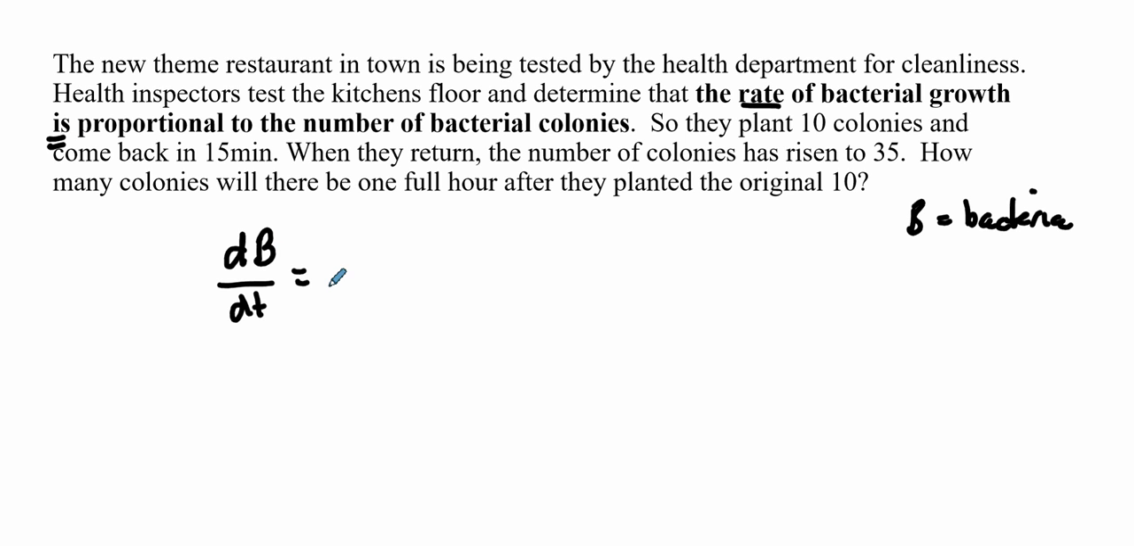Now it says directly proportional. Proportional means we're going to have this constant k to what? To the number of bacterial colonies. So in this case, it's proportional to B, the number of bacterial colonies we have there. So the rate of change of B is directly proportional to the bacterial colonies themselves.